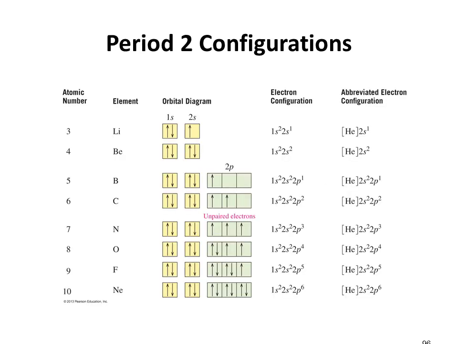And so this table goes through many of the examples from all the elements from lithium to neon, and shows the orbital diagrams for each of them, the electron configurations for each of them, and the abbreviated electron configurations. Those are all elements in period 2. The only previous noble gas before period 2 is found in period 1, which is helium. And so helium is the last noble gas before you get to period 2.